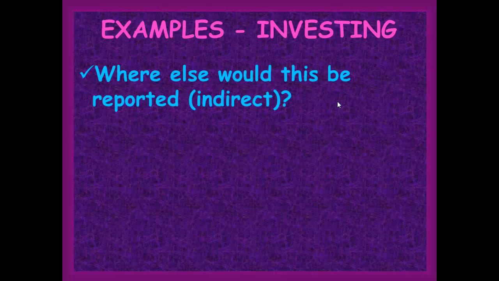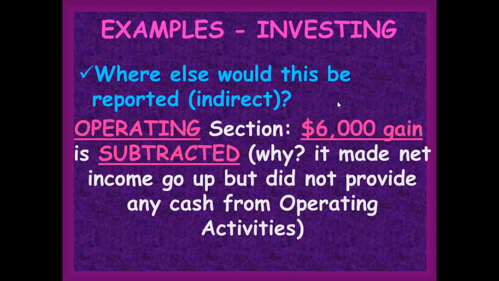Where else so needs to show in the operating section? What part of it? The gain. Very good. Skinny girls, we're going to do what with that gain in the operating section? We're going to subtract that in the operating section. Why is that? Well, selling equipment does not provide any cash from operating activities. The gain made my net income go up, but it did not provide cash from operating activities. The cash that it provided came to me from investing activities instead. So the actual cash I received from selling the asset goes in the investing section. We're going to subtract the gain in the operating section.